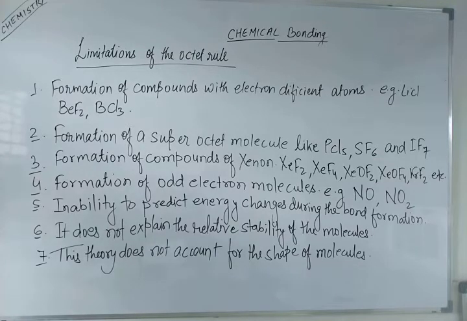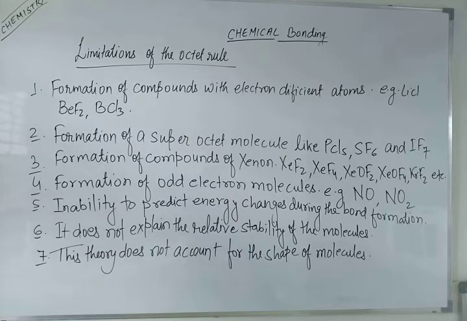Have you understood the first one? Formation of compounds with the electron deficient atom. In lithium chloride, the lithium atom has only 2 electrons. In beryllium fluoride, the beryllium atom has 4 electrons. Lithium, you can understand, has the helium configuration. But what about beryllium? What is the atomic number of beryllium? The atomic number of beryllium is 4, right? In the valence shell they have 4 electrons. So now how?